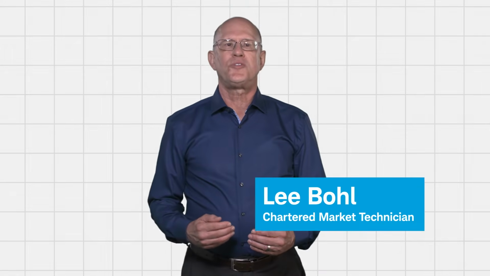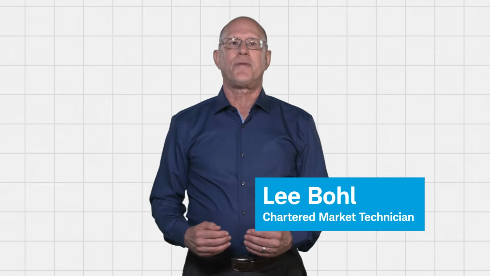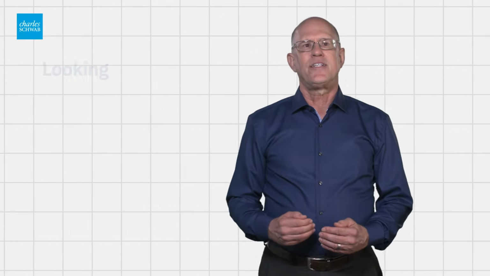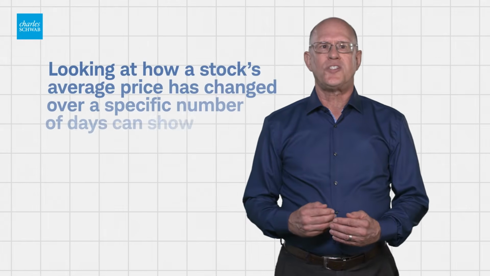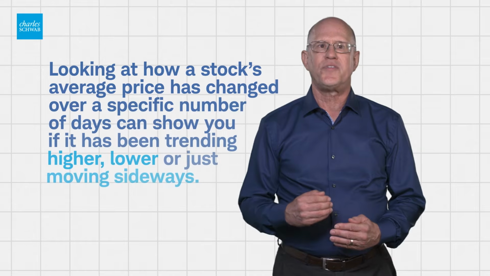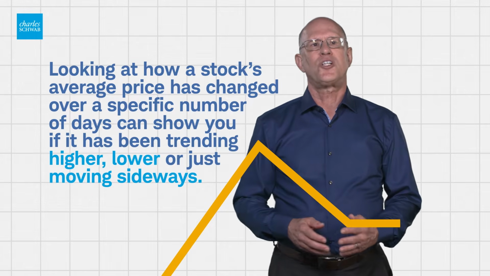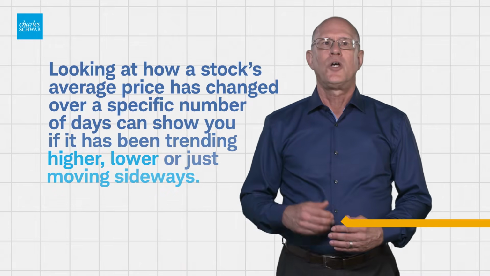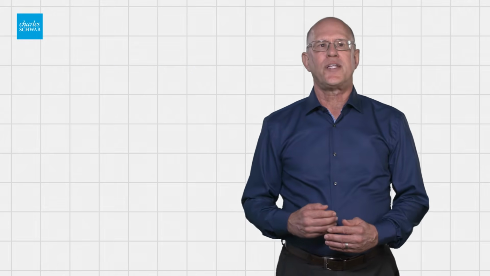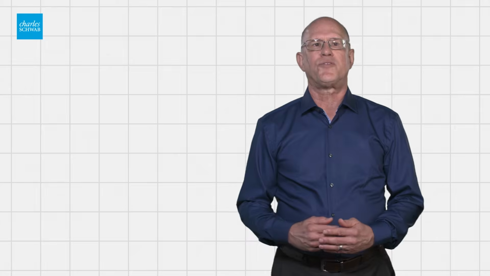Moving averages are technical indicators traders can use to track stock prices over time. The basic idea is that looking at how a stock's average price has changed over a specific number of days can show you if it has been trending higher, lower, or just moving sideways. You can also use moving averages to identify support and resistance levels.